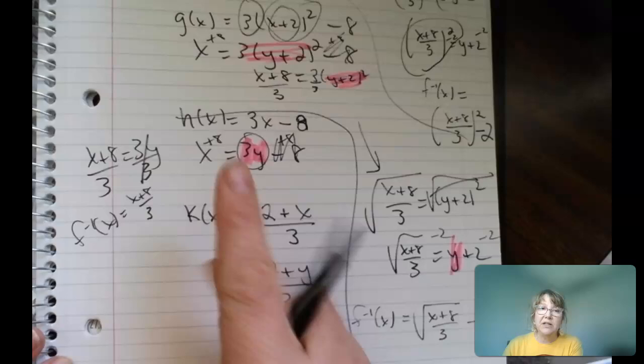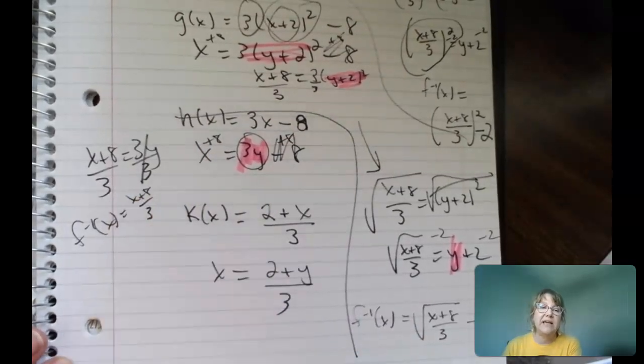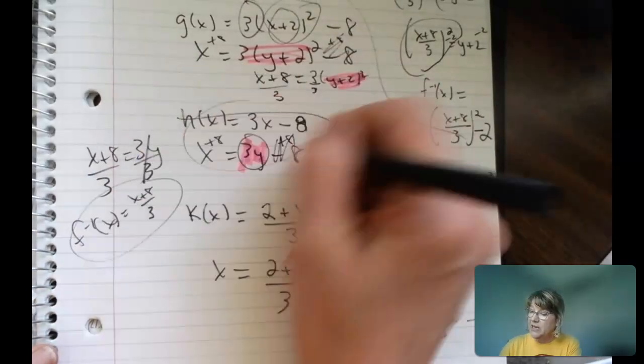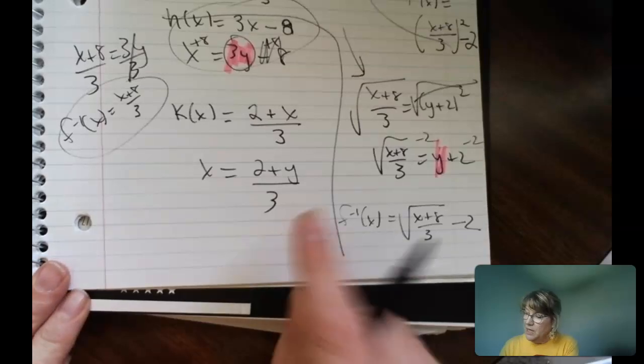Does it look right? Well, let's check. This one has multiplying and subtracting 8. This one has adding 8 and dividing by 3. That seems like a really good idea. All right, and then let's look at this one.